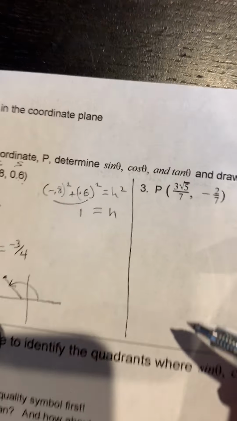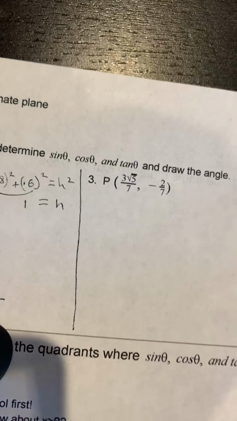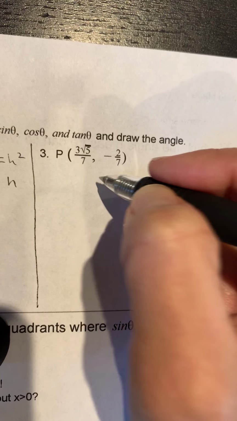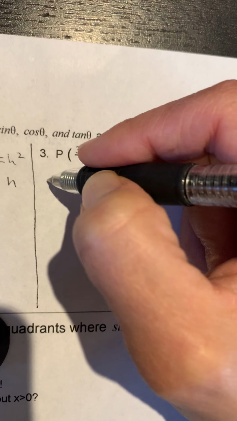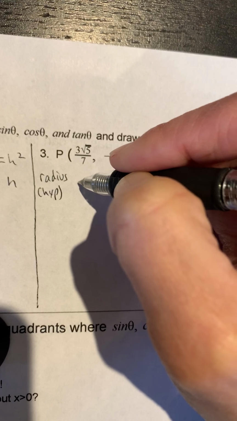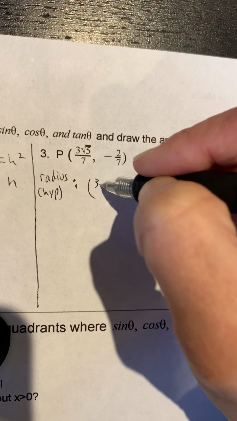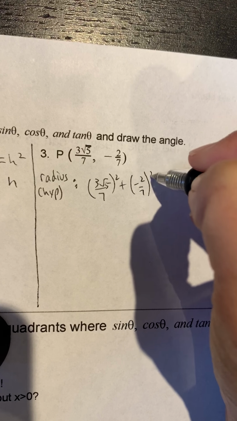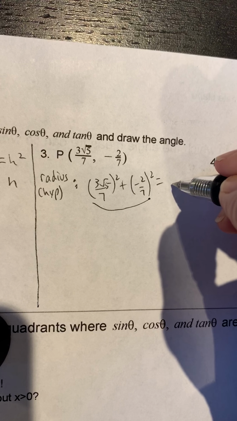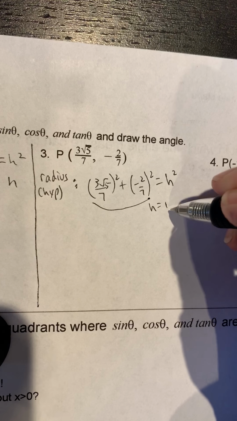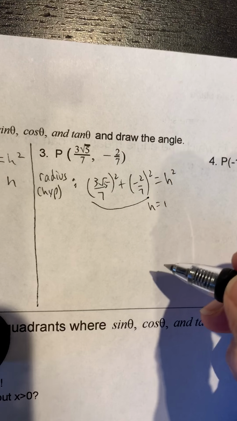Let's do another one. You don't have to draw it right away if you don't want to. Just find the sine. I mean, you can check what the radius is. So you do 3 rad 5 over 7 squared plus negative 2 over 7 squared. Put it in your calculator. It's going to be hypotenuse squared, and that's going to give you 1. The radius is 1, the hypotenuse is 1, any way you want to look at it, right?